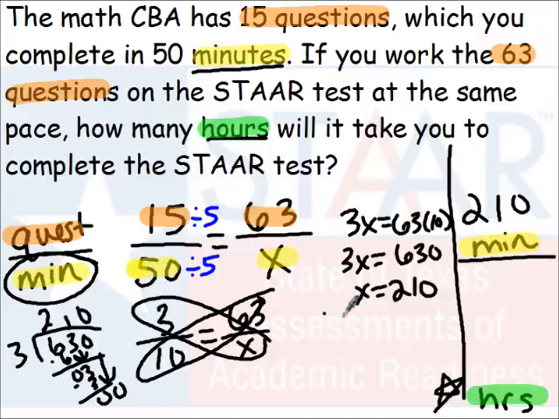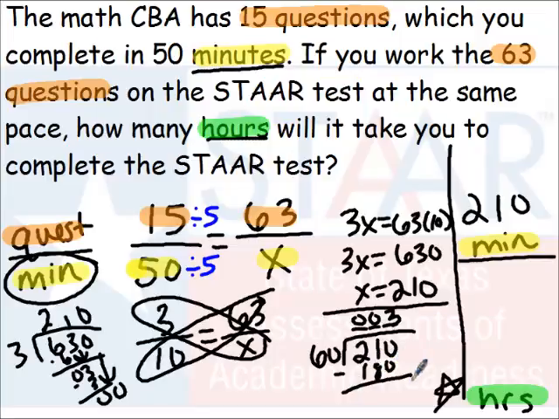How many minutes are there in 1 hour? 60. So I'll take my 210 minutes and I'll divide it into groups of 60 to find out how many hours. 60 goes into 2 0 times, into 21 0 times, into 210 how many times? I can estimate: 6 goes into 21 how many times? 3, which is 180. And when I subtract, I have 30 left over. So 3 with a remainder of 30.